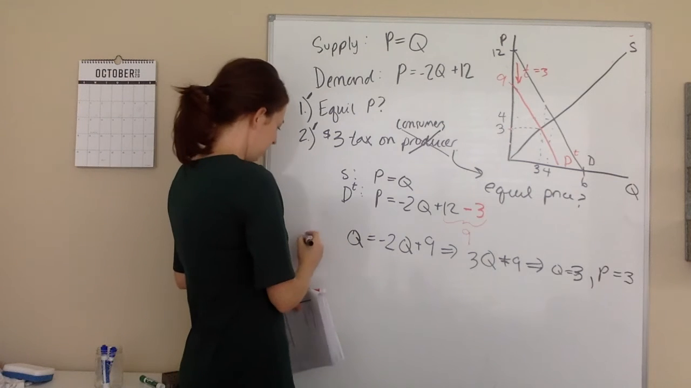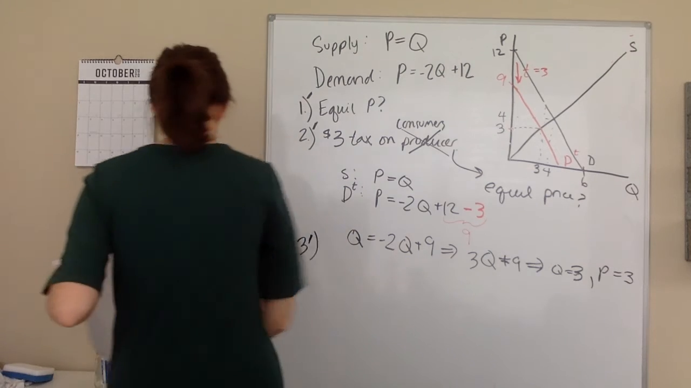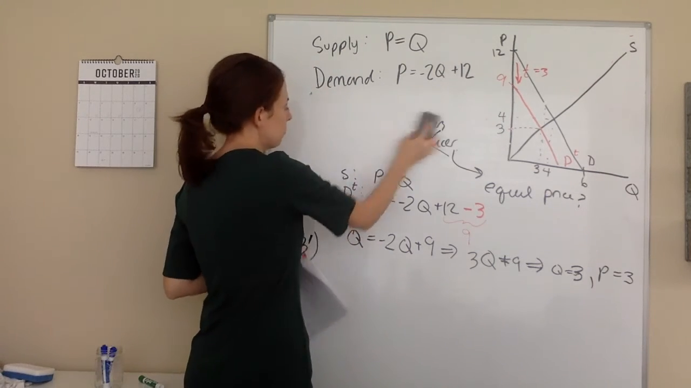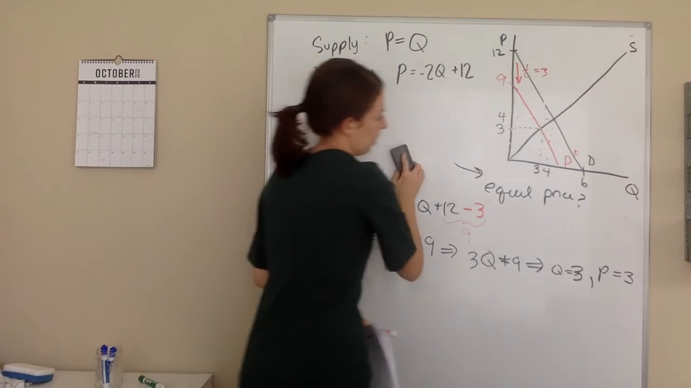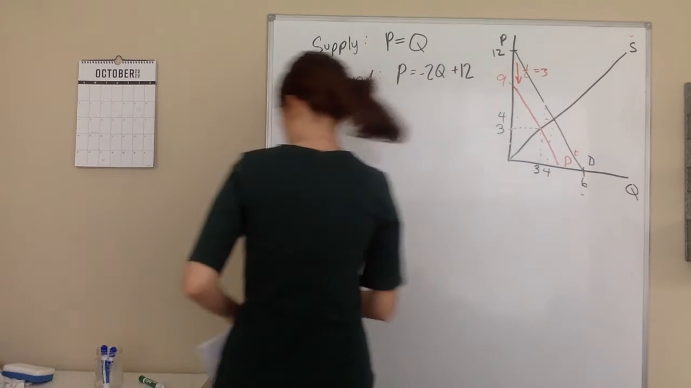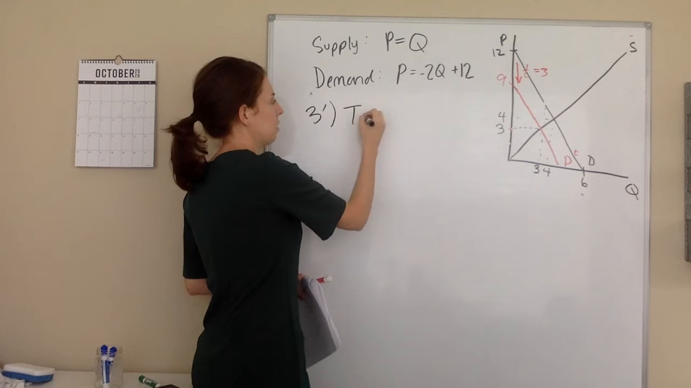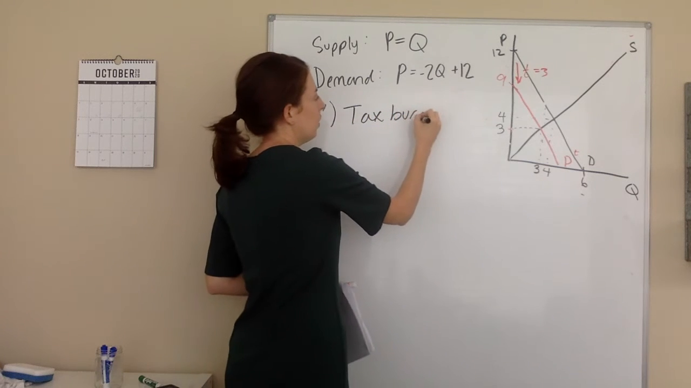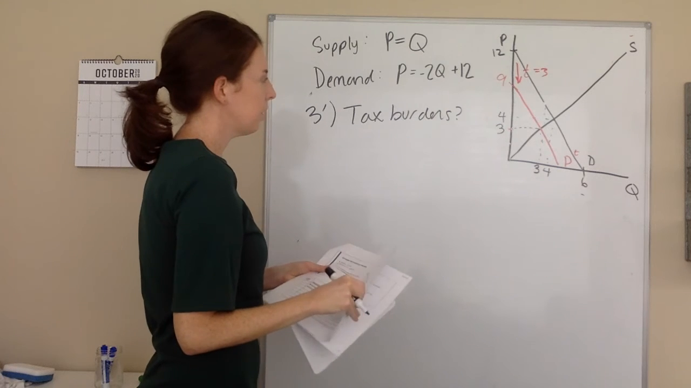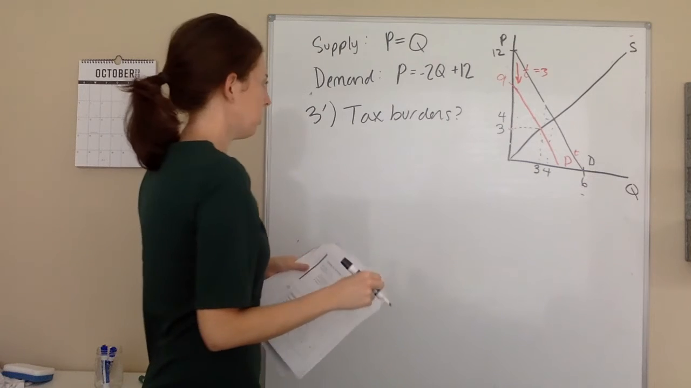Okay, the last question, 3 prime, is what are the tax burdens? I'm going to erase this so I can have space this time. So 3 prime, what are the tax burdens? Okay, let's begin by thinking of the consumers.